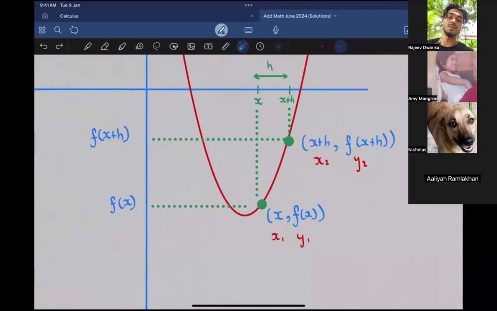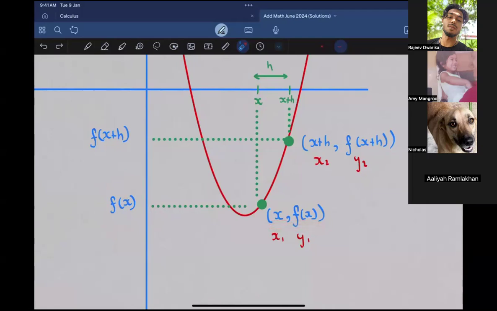Okay, and now we need to figure out how we're going to label our points. The first point is x, and Nicholas, if my value is x and I put that into my function, I'll get f of x, right? So my first coordinate is x and f of x.